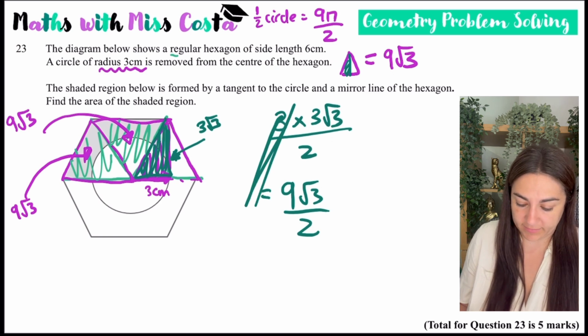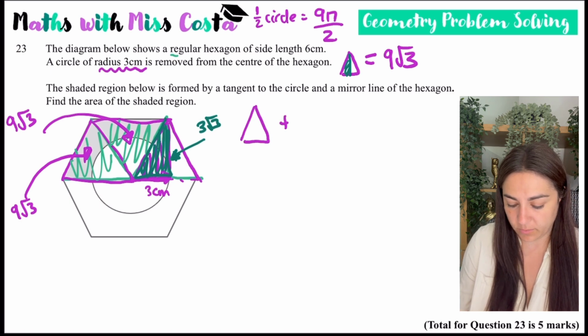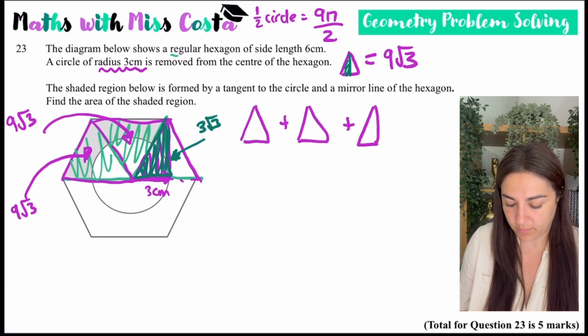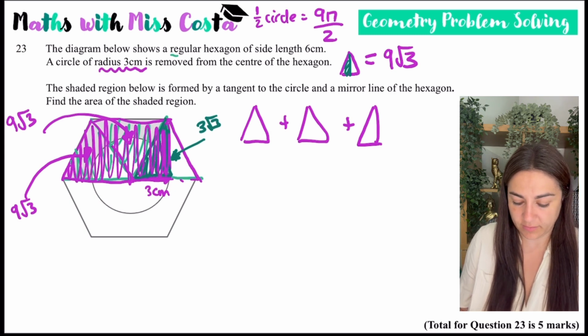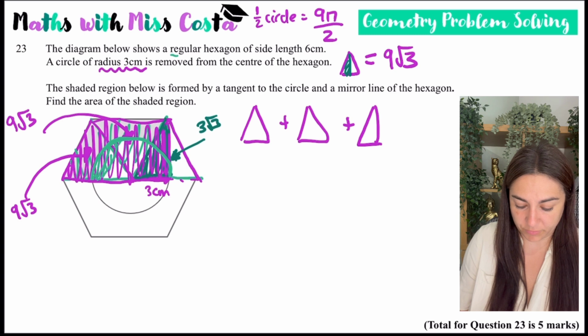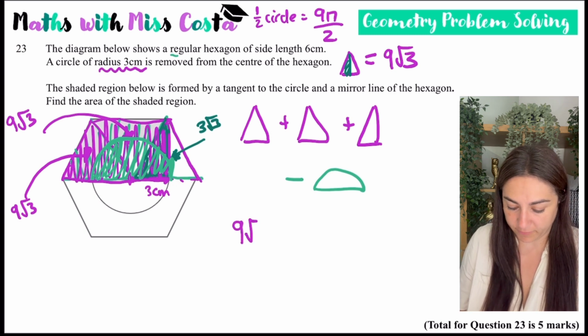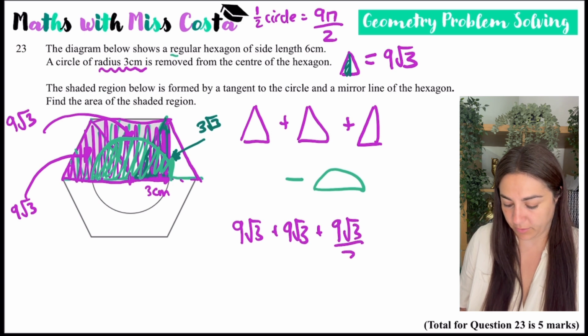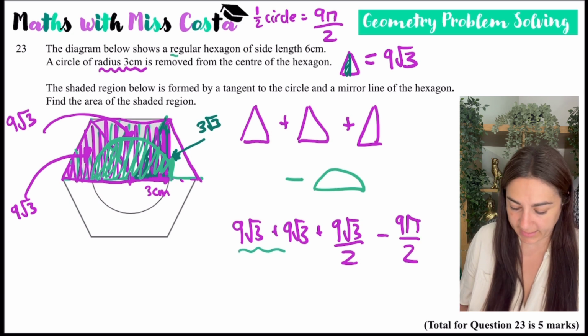So what I need to do is I've got this triangle plus this triangle plus this triangle. That gives me all of this, the shaded region. And then I'm going to subtract this area, the area of the circle. So minus the area of the half circle. So let's write that in numbers. I've got 9 root 3 plus 9 root 3 plus 9 root 3 over 2. Take away, what was the area? 9 pi over 2.